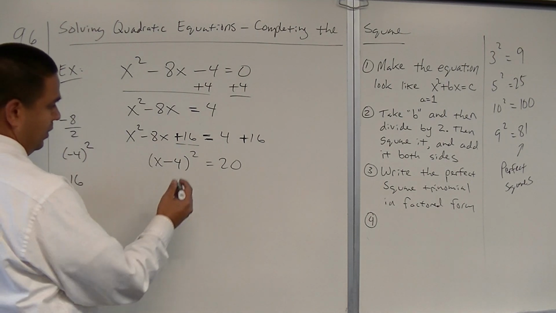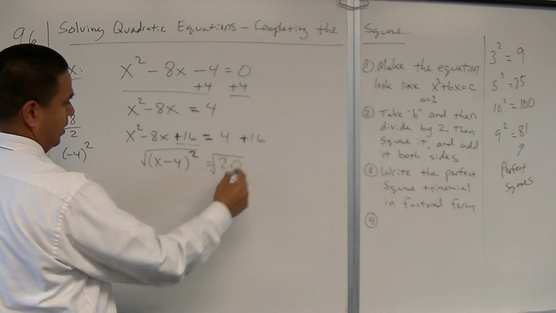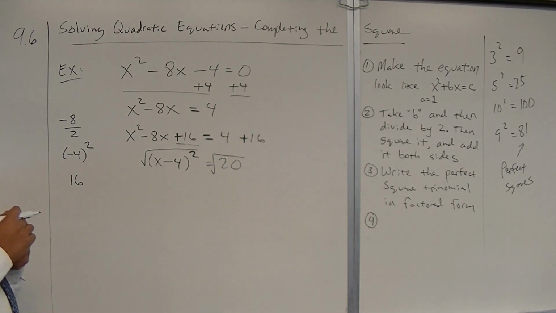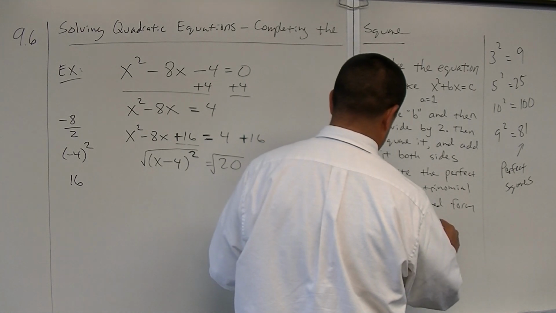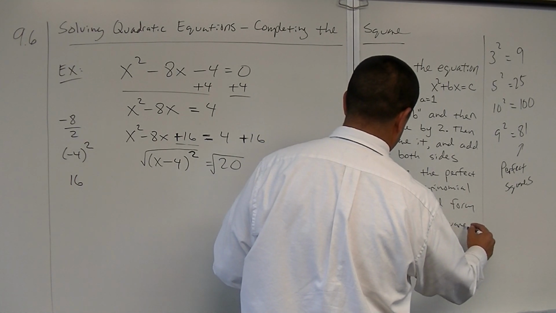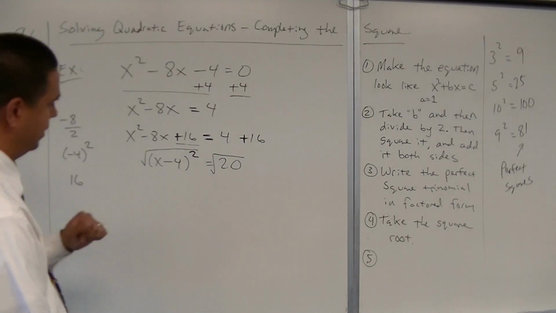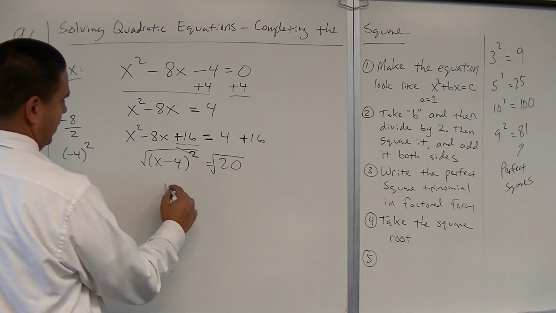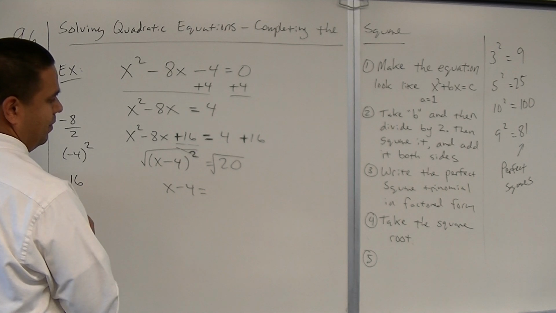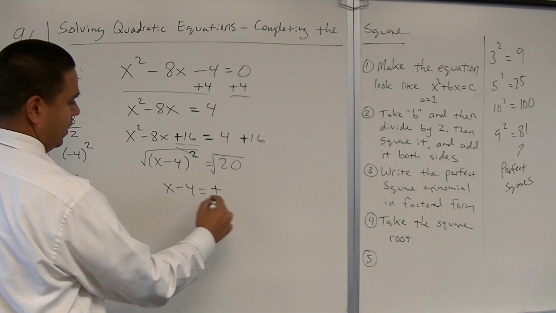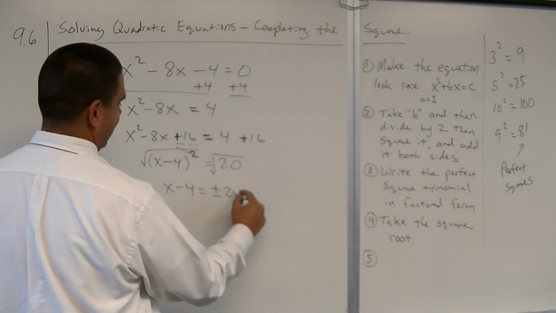We find the square root. Okay, so we don't square it, we find the square root. Take the square root. Square root and squared, those are inverses. So x minus 4 equals, be careful, plus or minus the square root of 20, which is 2 root 5.